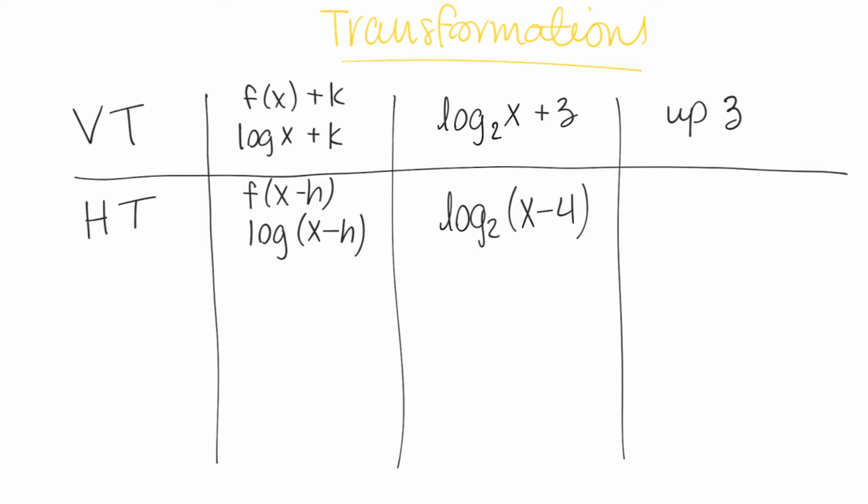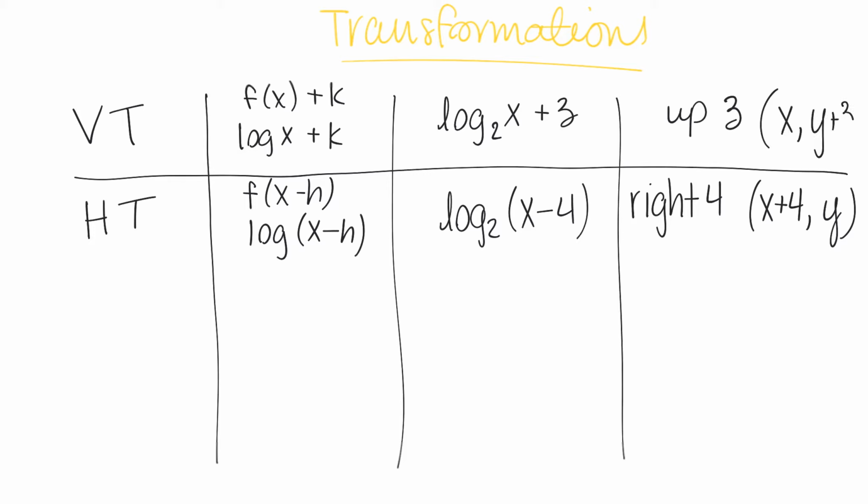So what does that look like? This is horizontal, so it's going to do opposite math. The opposite of minus 4 is plus 4, so this is going to move right 4. And if we're talking mapping notation, it's our x that's going plus 4, and our y doesn't change. The mapping notation on the vertical would be plus 3 on the y.